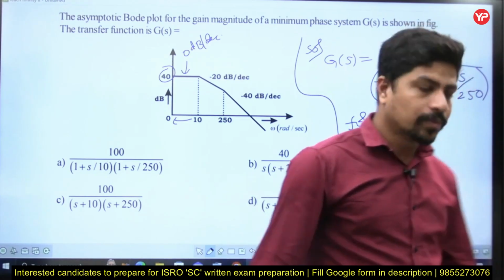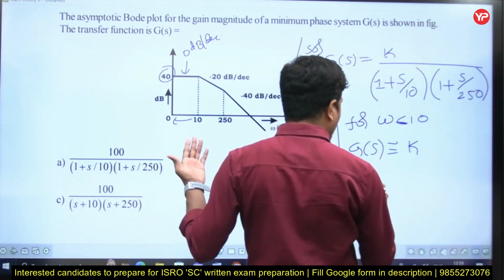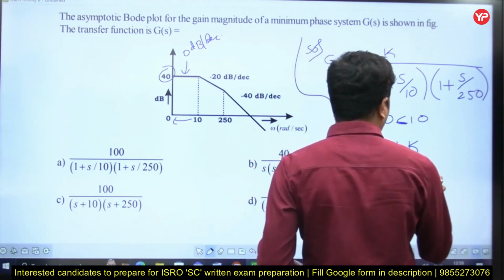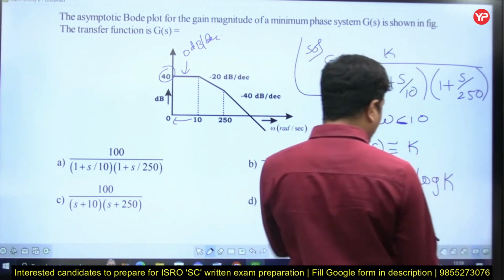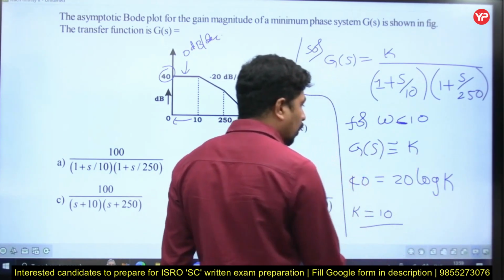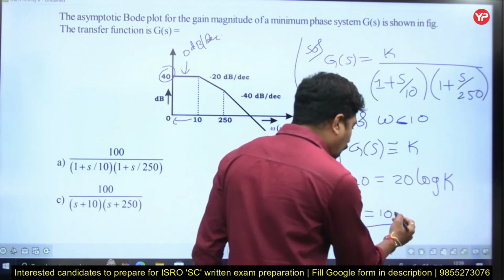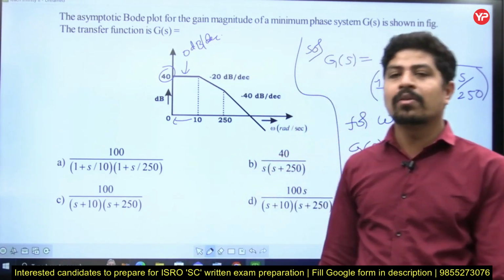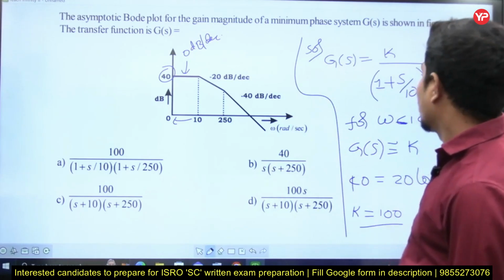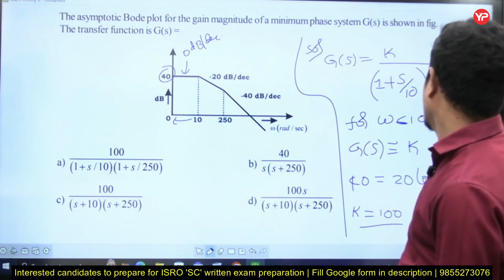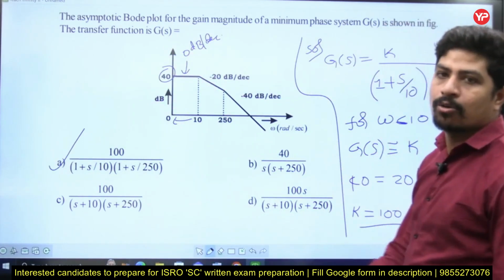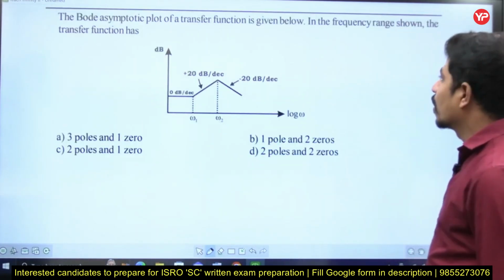Now what is the magnitude? 40 dB is equal to 20 log of my transfer function, which is only k. From this, k equal to 100, since 10 square gives 40 dB. Now G(s) is 100 by (1 plus s by 10) into (1 plus s by 250). Option A suits very well for the given question, simple question. Let's go to the next question.